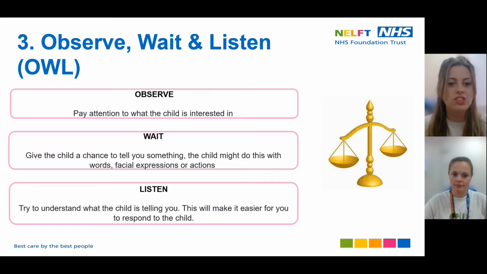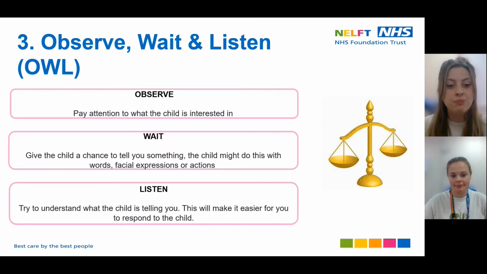Okay, so the next strategy is, we call it owling. So observe, wait and listen. We're going to really pay attention to what the child's interested in. We're going to watch them, see what they like to play with, see what they've picked up, see what they're looking at. And then we're going to wait and we're going to give the child a chance to tell you something. The child might do this with their words, but they also might do it with facial expressions or actions. They might point to something, they might watch something, they might smile at something.